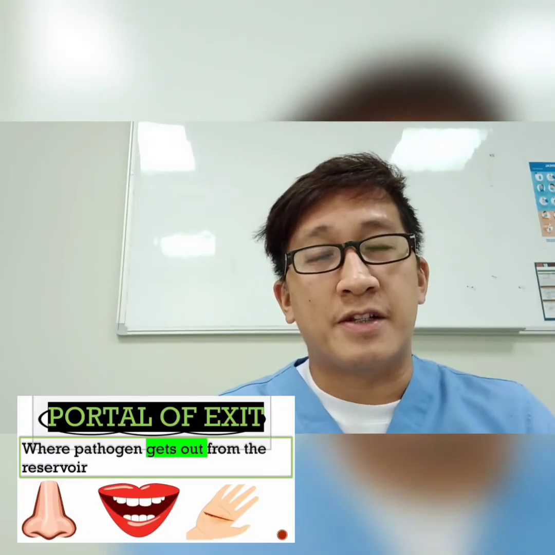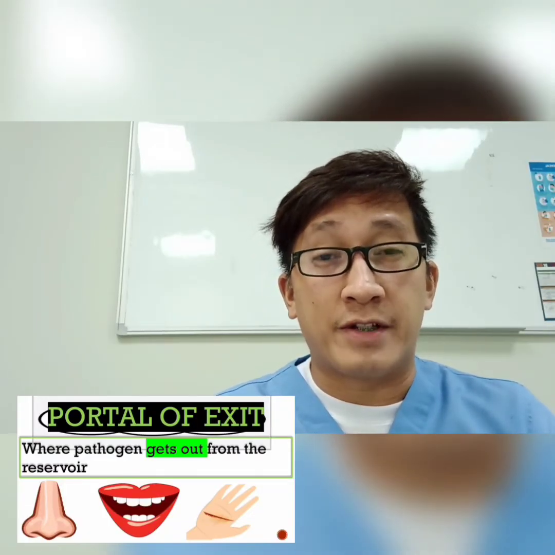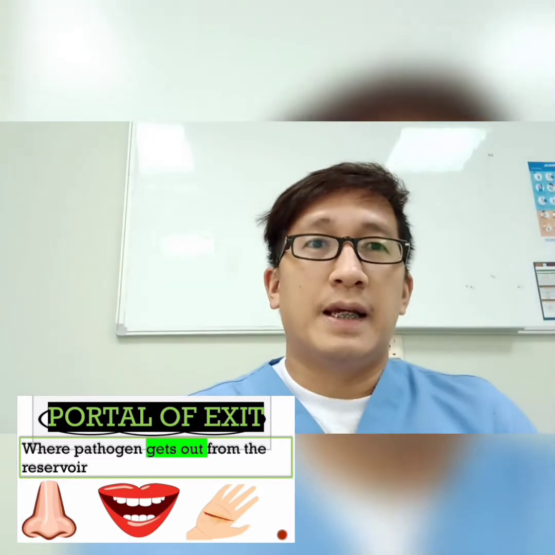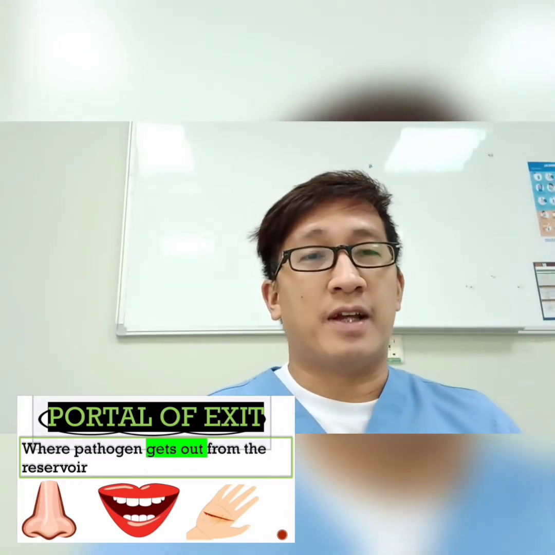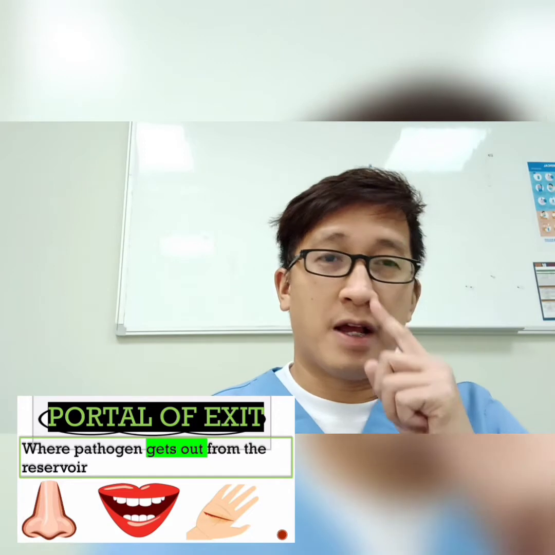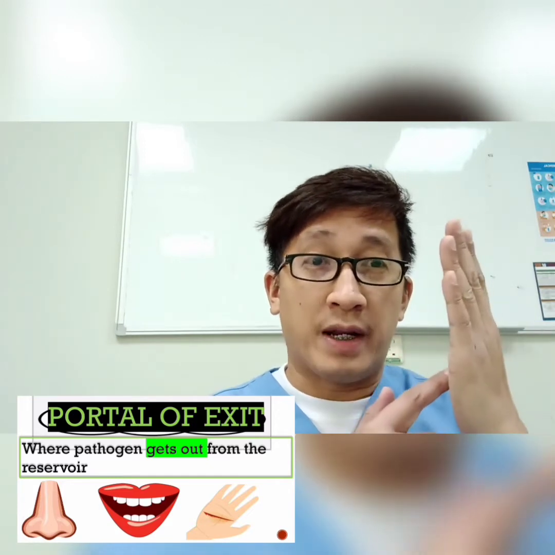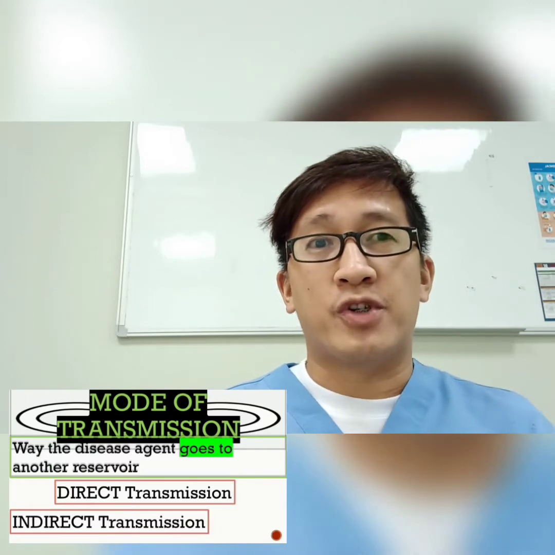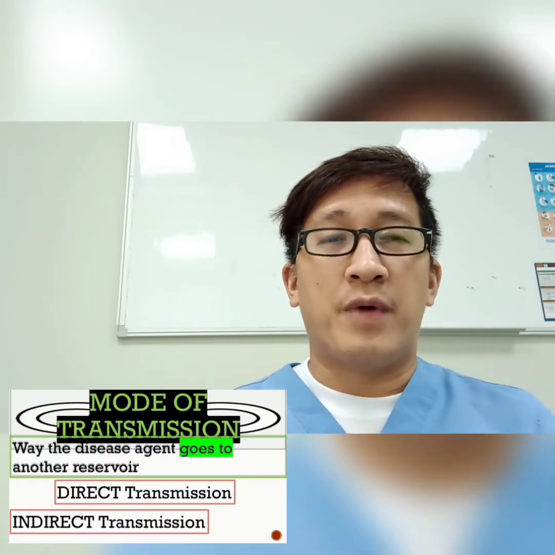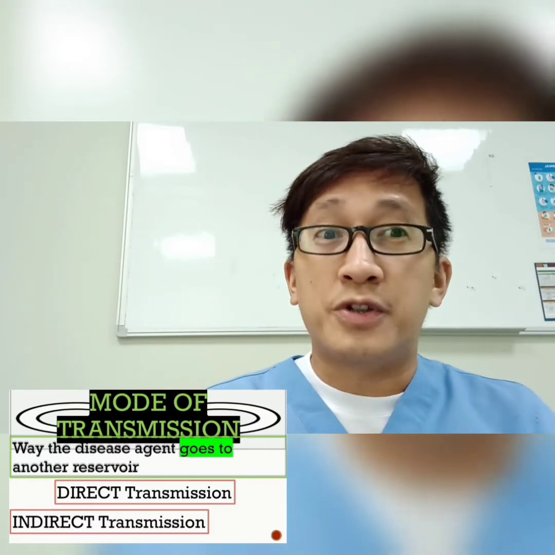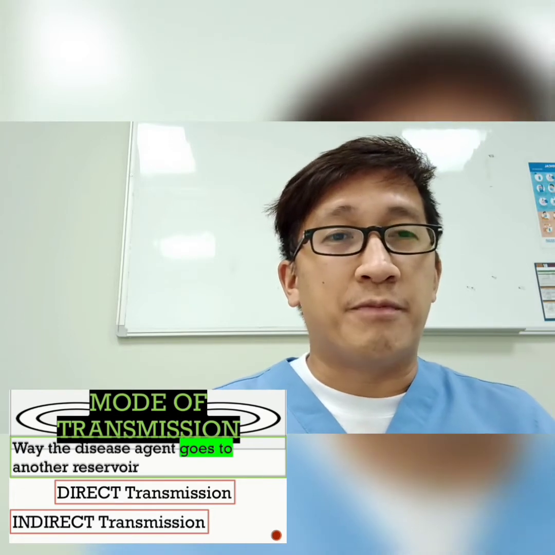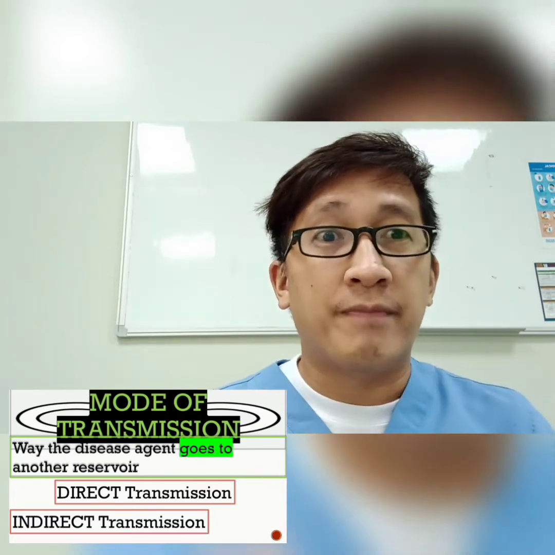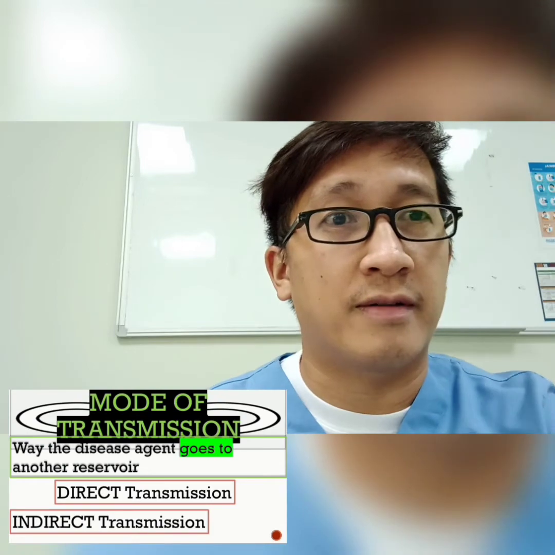Portal of exit is where a pathogen gets out from its reservoir. In the human body, a pathogen can escape through our nose, mouth, or a break in our skin. Next, we have the mode of transmission. It refers to the way the disease agent goes to another reservoir. It could be through direct transmission or indirect transmission.